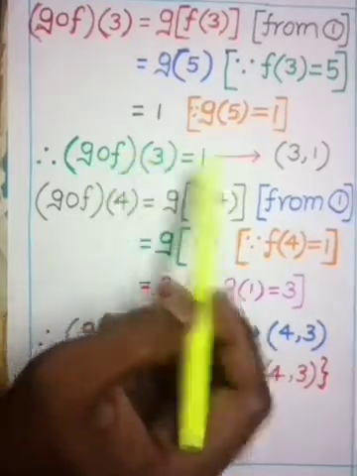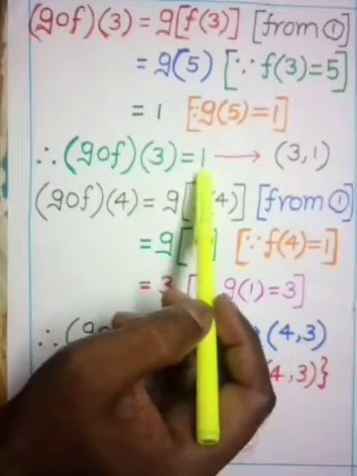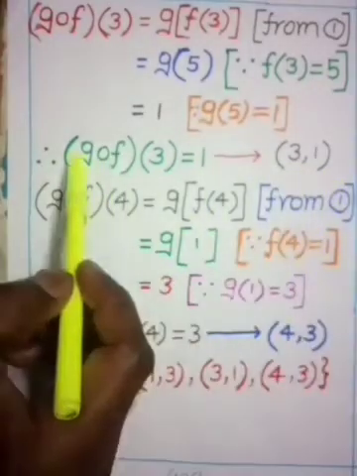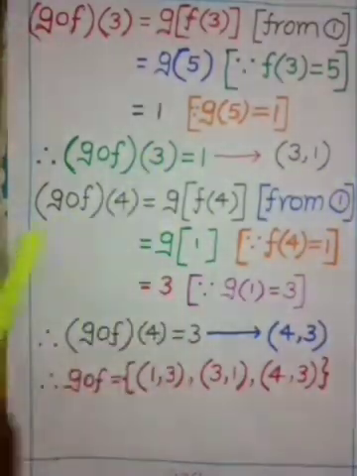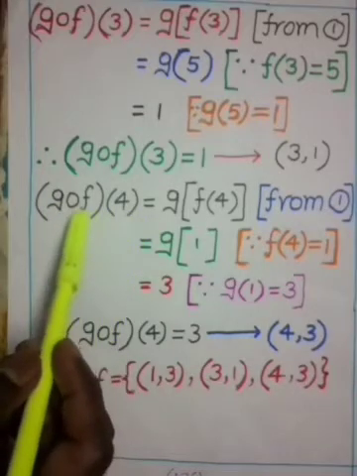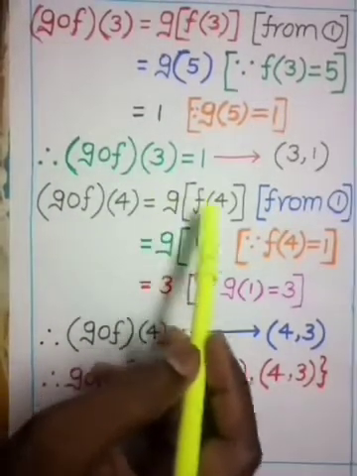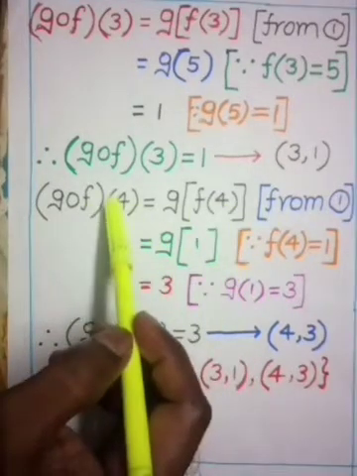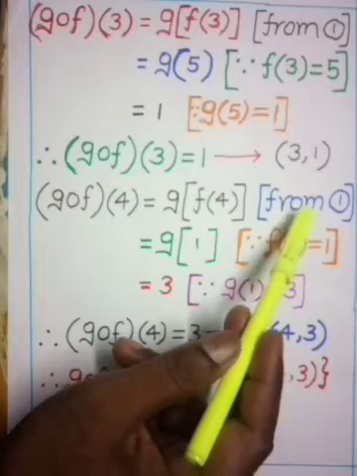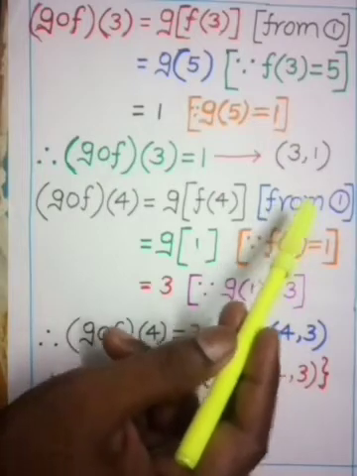Ordered pair (3, 1) is another element in the function g∘f. This is the second element in the function g∘f. Similarly, we find g∘f of 4. We can write this as g of f of 4 by using the composition of two functions.